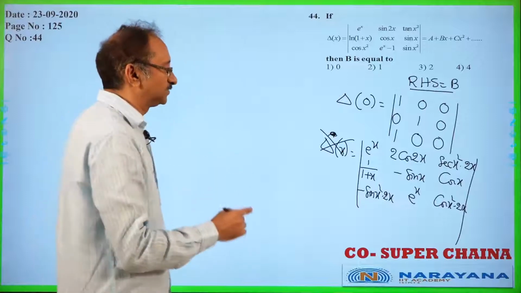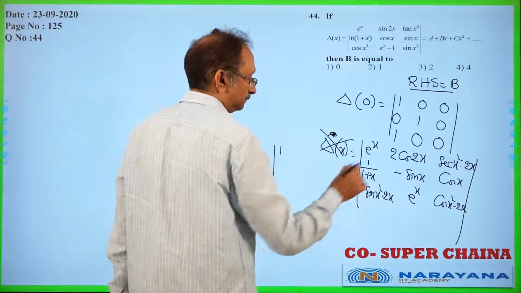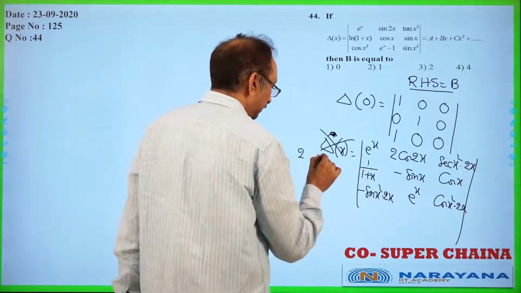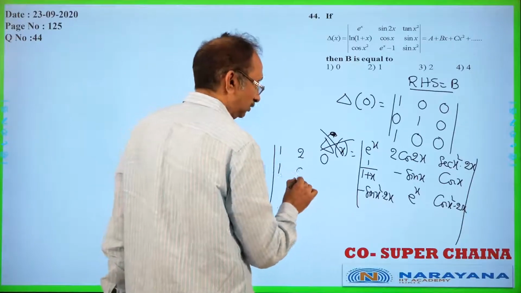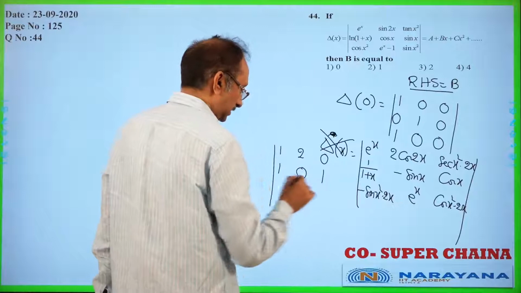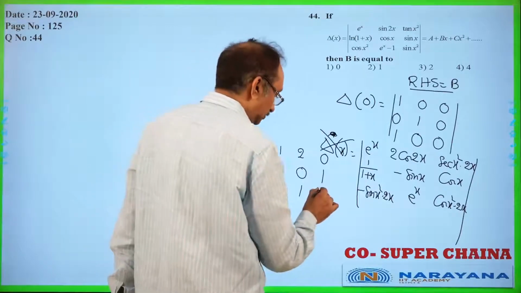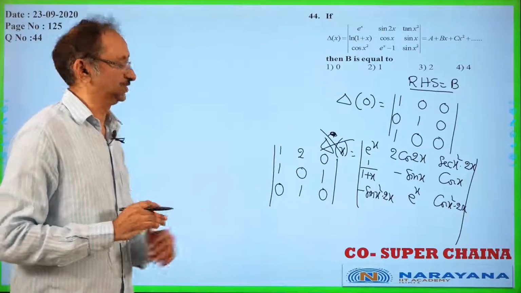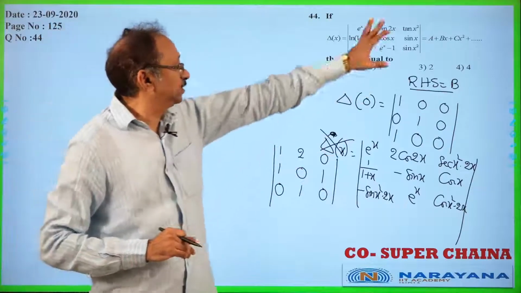Okay. And now I am substituting x is equal to 0 here. E power 0, 1. Cos 0 into 2, 2. 0 into anything is 0. 1, 0. Cos 0, 1. This is 0. E power 0, 1 and 0 into anything is 0. So these are the derivatives of each term. See, this is not the answer. Actually, this is not the derivative of the determinant.